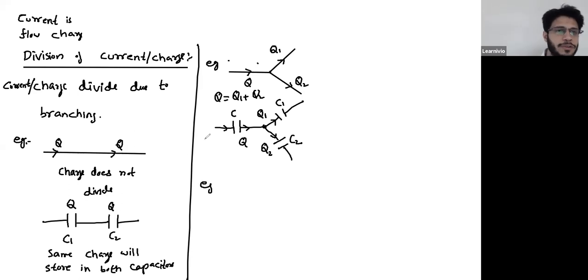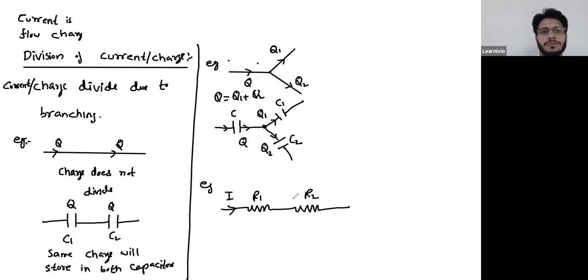See one more example. If instead of capacitor, I take resistors. Jubena, can you decide whether current will divide in these two resistors or not? No. Why? Branching is not there. Branching is not there. So same current will pass through both the resistors.